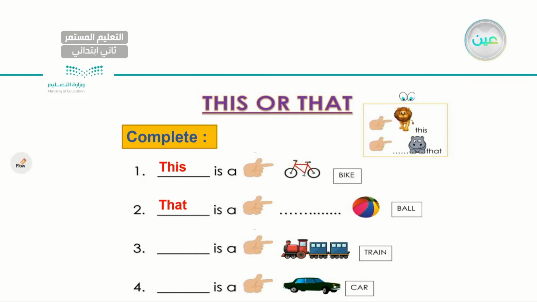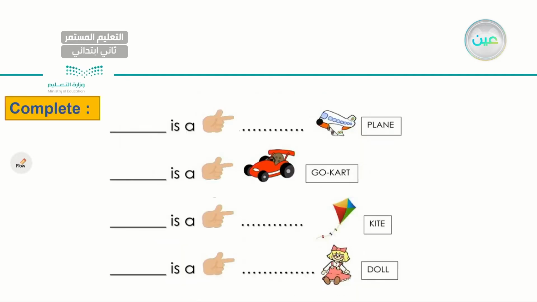Next one I have, train. Is it close? It is. So we'll be using this. This is a train. It's close to me. Also for number four, I'm referring to a car that's close to me. This is a car. Okay? Let's have several exercises. How about this one?